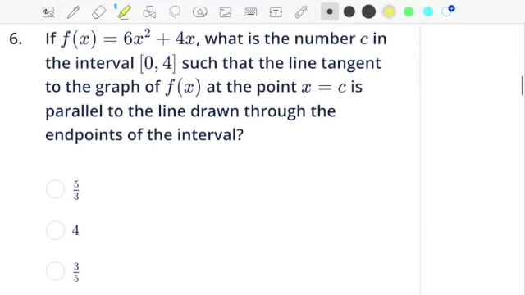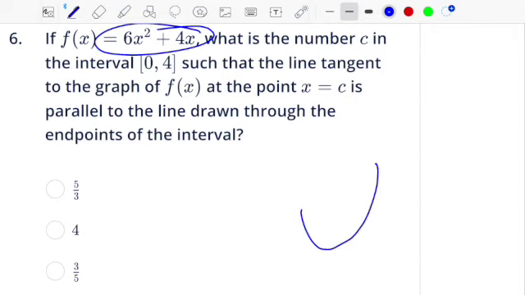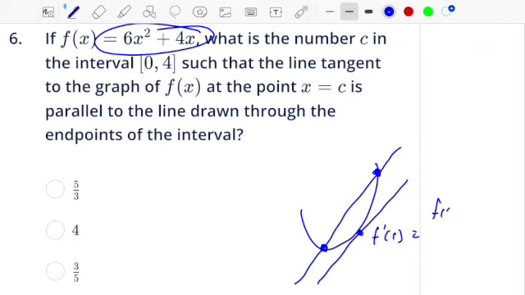Next up. All right, f of x is that. What is the number c in the interval such that the line tangent to the graph at the point x equals c is parallel to the line drawn through the endpoints of the interval? I've got this function, that's a parabola, and we're going from 0 to 4. We want some point where the tangent line is parallel to the line drawn through the endpoints of the interval. This is the mean value theorem. So the tangent line, that's f prime of c, is going to be equal to f of 4 minus f of 0 over 4 minus 0.